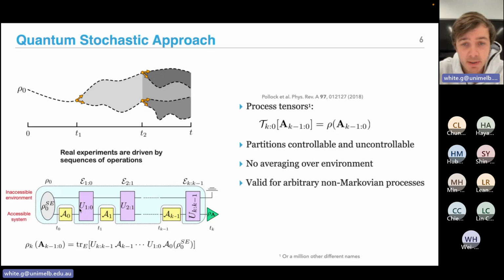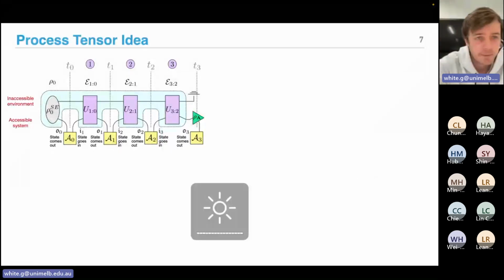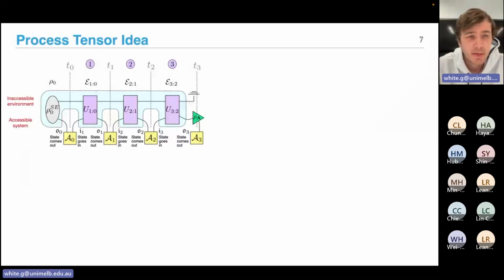So it takes in these controllable operations and, depending on the uncontrollable dynamics, outputs the final state at the final time. In particular, because nothing is averaged over, we're not looking at averages over different steps. Then this is valid for arbitrary non-Markovian processes. So this multilinear mapping is valid for any open dynamics. And I just want to unpack this a little bit further, what that actually means.